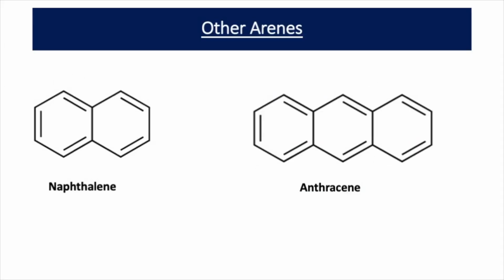Now, it's also possible to have multiple rings, and that's what you have in arenes such as naphthalene and anthracene. And these arenes, these aromatic hydrocarbons, have similar bonding systems to benzene.